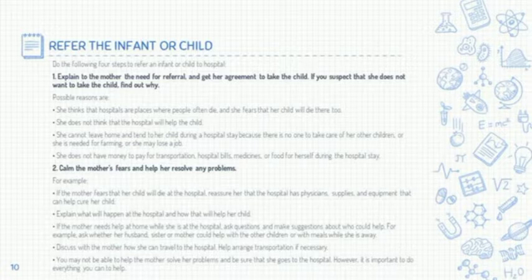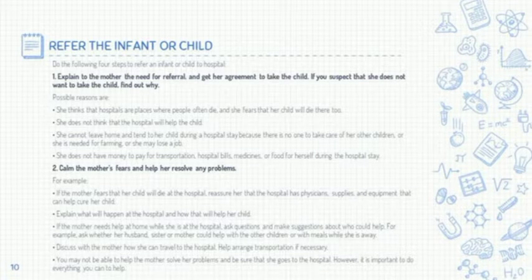Now we are down to the referral process. Do the following 4 steps to refer an infant or child to hospital. First, explain to the mother the need for referral and get her agreement to take the child. This is a must: ask permission from the mother since she is the guardian of the child, and encourage her for the referral because this is clearly in need.